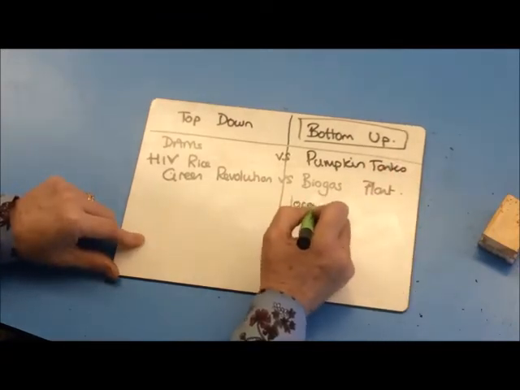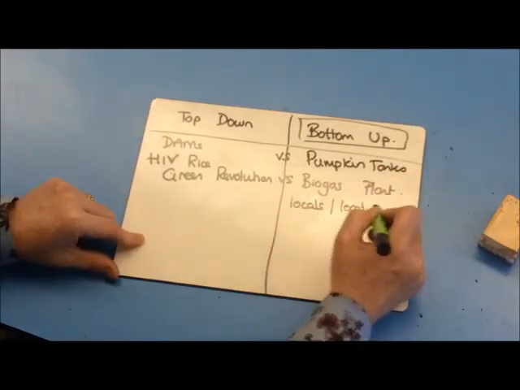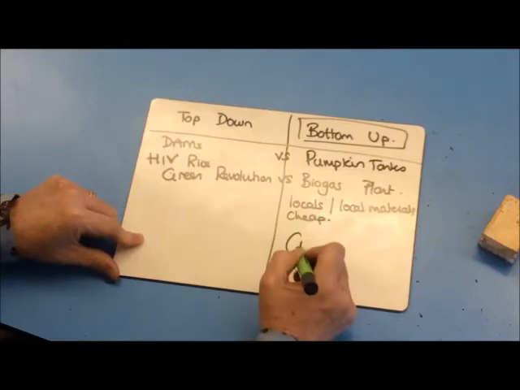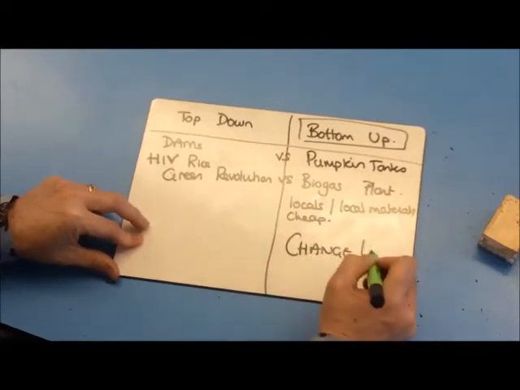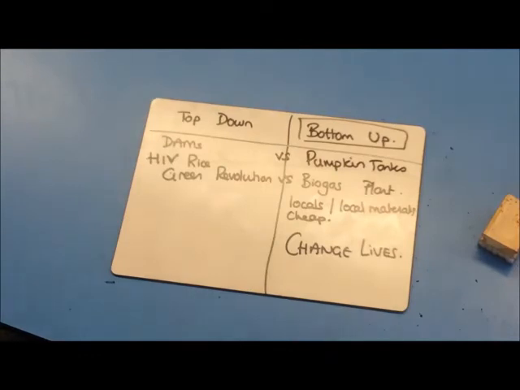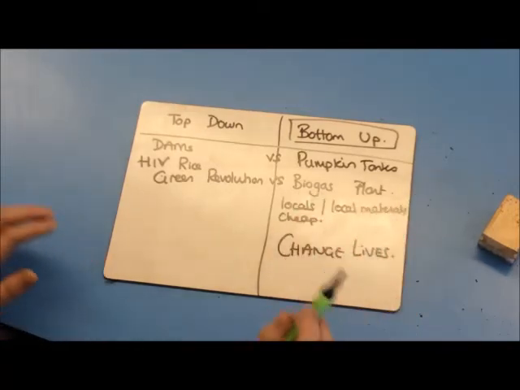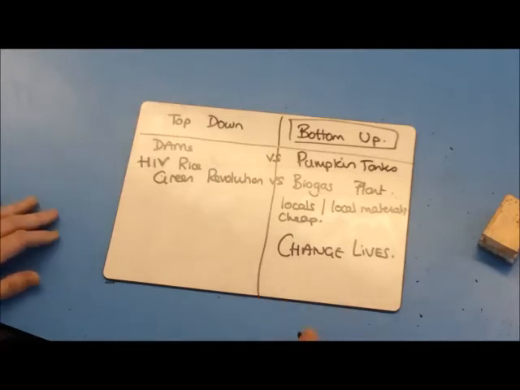Now, bottom-up projects have something in common. They're all built by locals using local materials. They're cheap and easy to build. They change lives. A pumpkin tank will change a life because somebody won't have to go and collect water. There'll be less disease, more time for other things. A biogas plant will change lives because girls and women won't have to spend ages collecting firewood. They won't get damaged eyes or unhealthy lungs by cooking over open fires. They will have time to go to school or time to maybe work, and therefore their lives will improve.